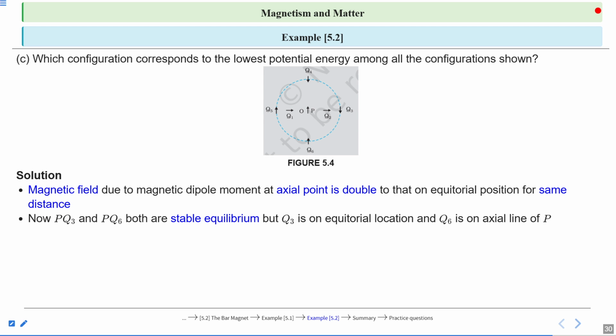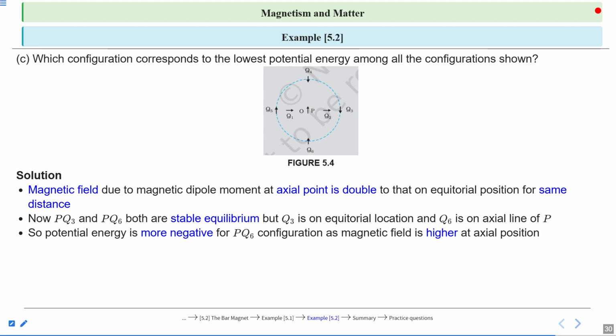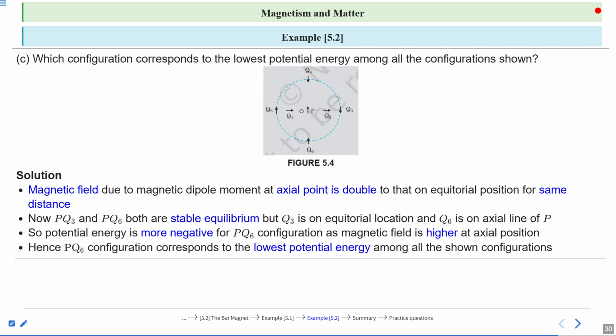Now PQ3 and PQ6 are both stable equilibrium, meaning potential energy is negative or minimum for both conditions. But Q3 is at the equatorial location and Q6 is at the axial location. So the magnetic field for Q6 will be more. That means the potential energy for the Q6 location will be more negative, as the magnetic field is higher at the axial position. So Q6 is along the axial line of the P needle.